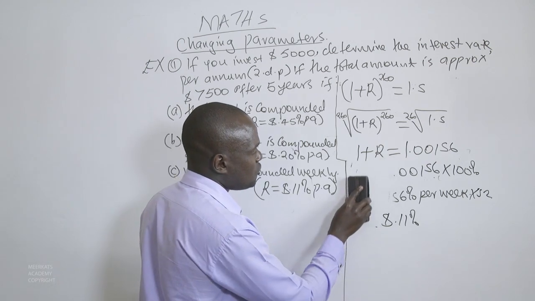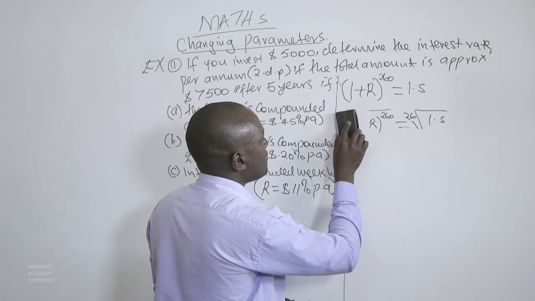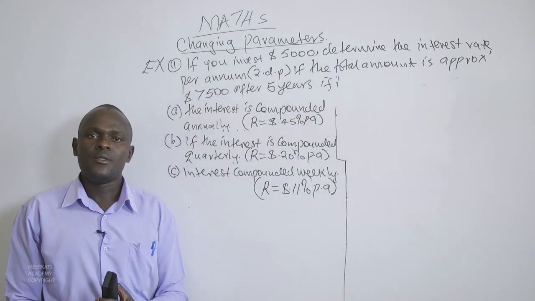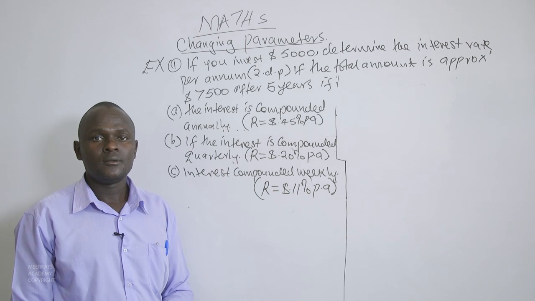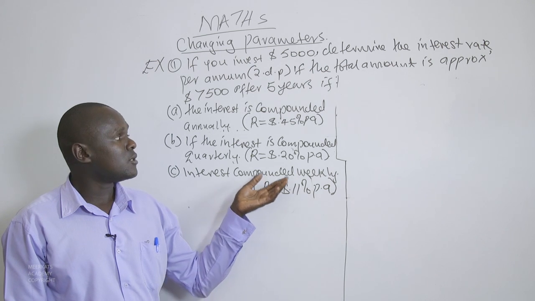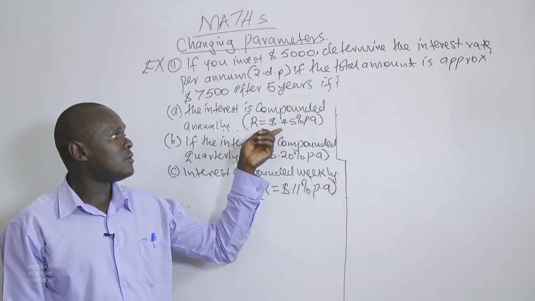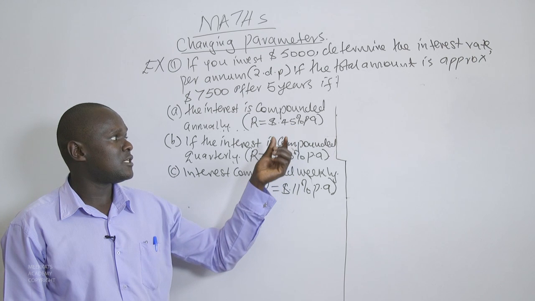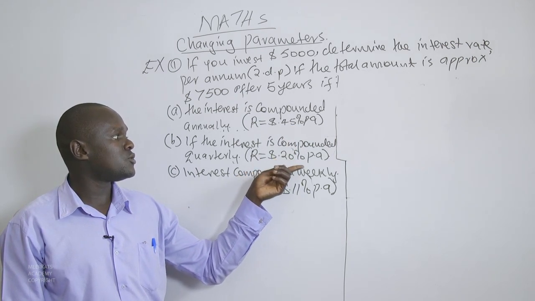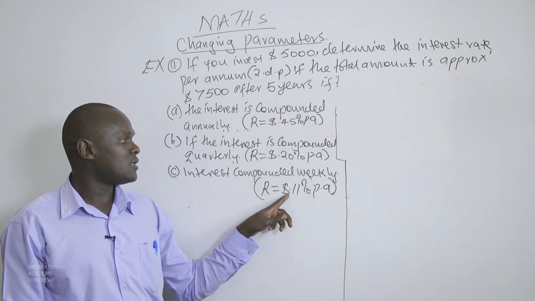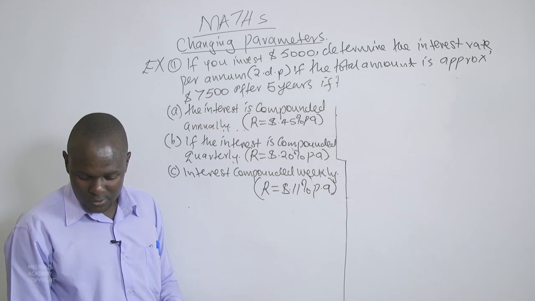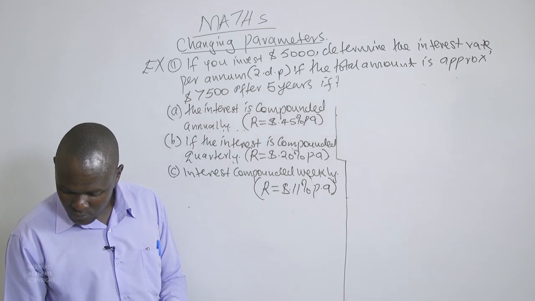Do we notice any changes in the rates as a result of us changing the number of periods? We should have realized that when it was compounded annually, the rate was 8.45% per annum. Then when we moved to quarterly compounding, we got 8.20%. And weekly compounding is giving us 8.11% per annum. So let us move on to the next question and see what it requires us to do.